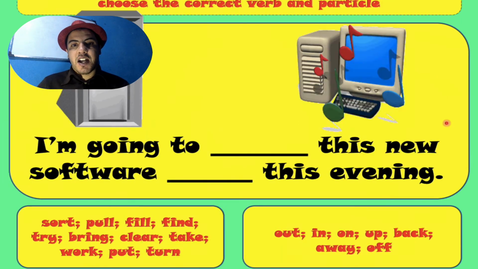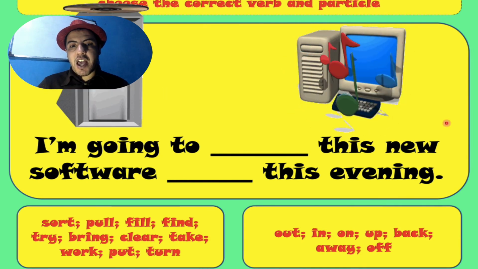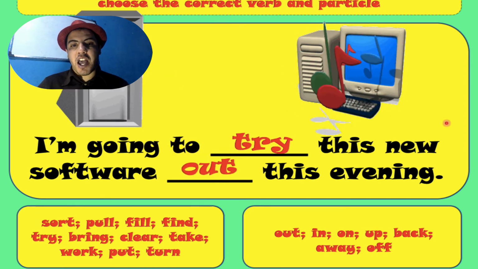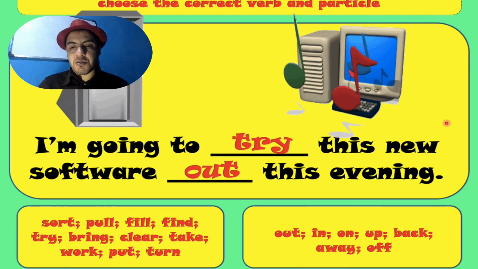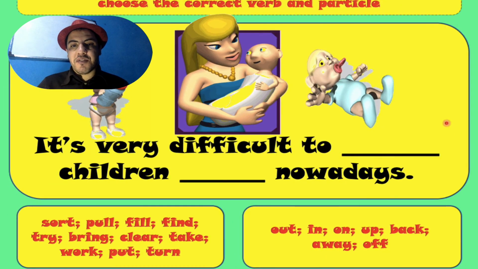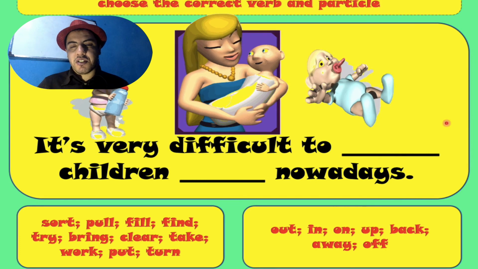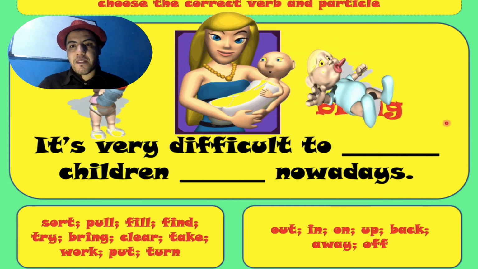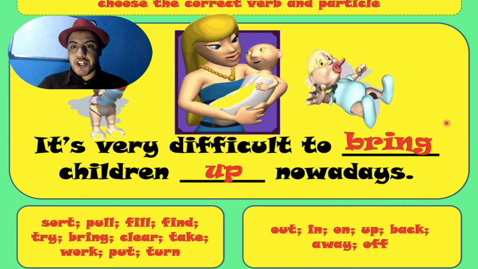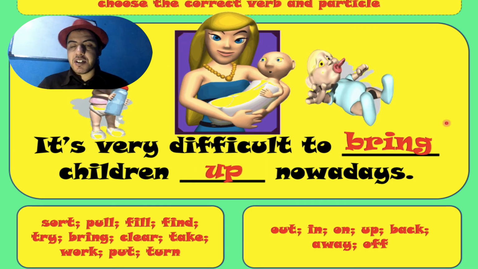That's great. Another example: I'm going to try this new software out this evening. Very good. We have to try out. It means to test. That's great. Another example: it is very difficult to bring children up nowadays. Very good. To bring children up. It means to raise them. To bring up. Okay. We saw that before.